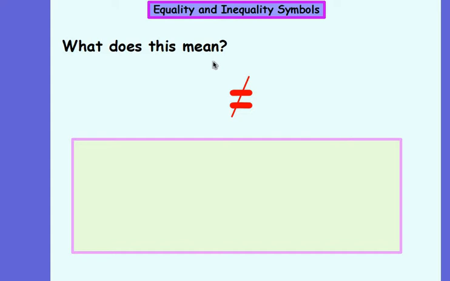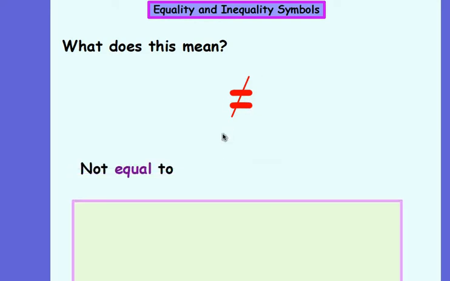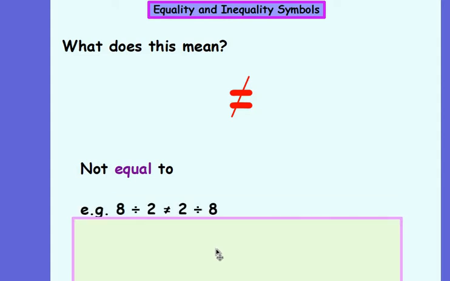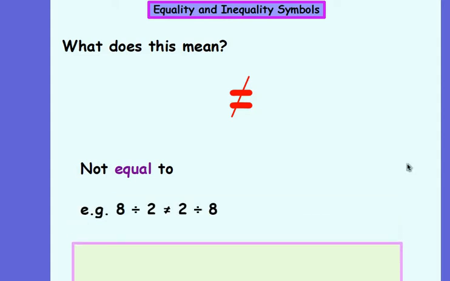Okay, Year 8, in your light blue books, what do you think this means? Can you write down what you think it is and write an example for me? Okay, so the line through the equal means that this is not equal to. And an example for this one could be 8 divided by 2, which would be equal to 4, which is not equal to 2 divided by 8, because 2 divided by 8 is equal to 1/4. And 4 is not equal to 1/4.